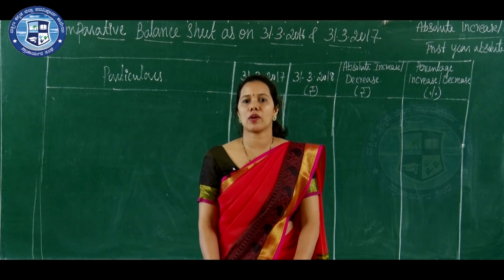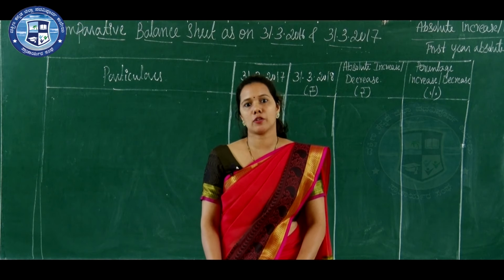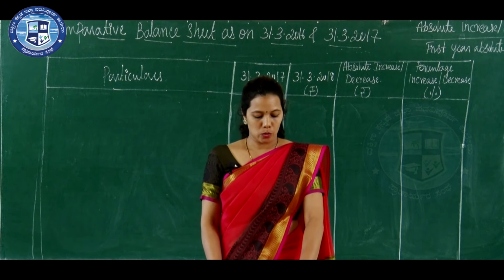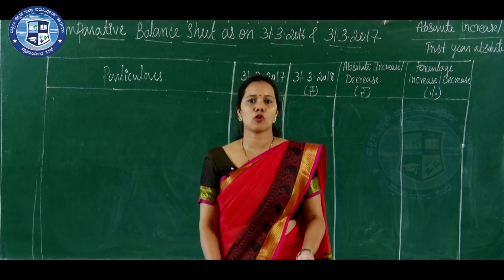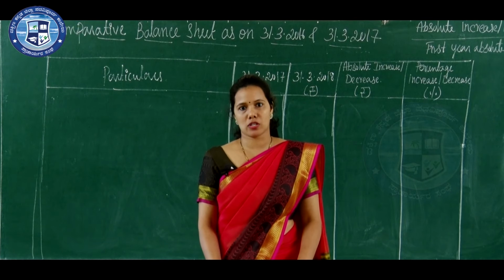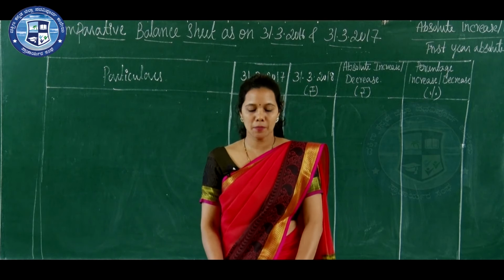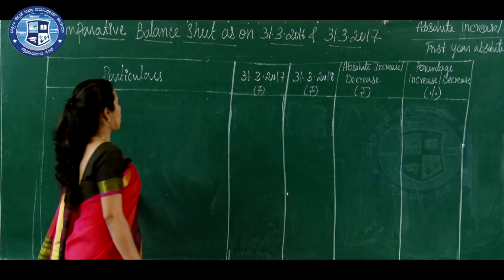And in this question everything is given, so you need not separate it or classify it. Under shareholders' fund, share capital and reserves and surplus are given, non-current liability is mentioned, current liability is mentioned. So we need to just copy the sum and do the calculation part. Here we are using the same format.